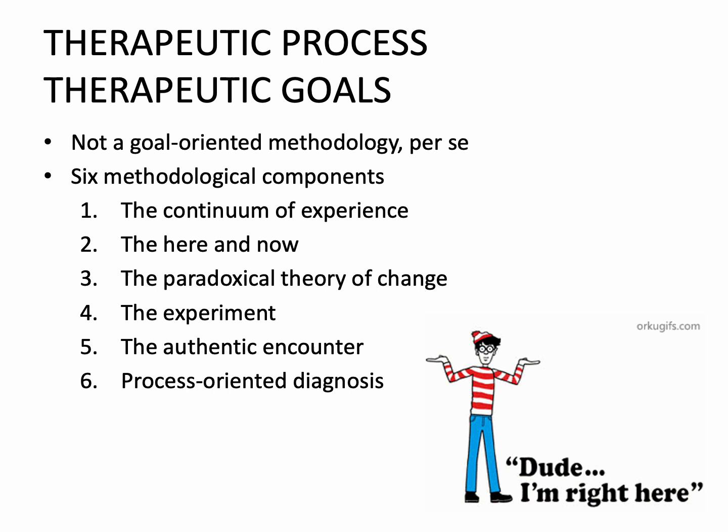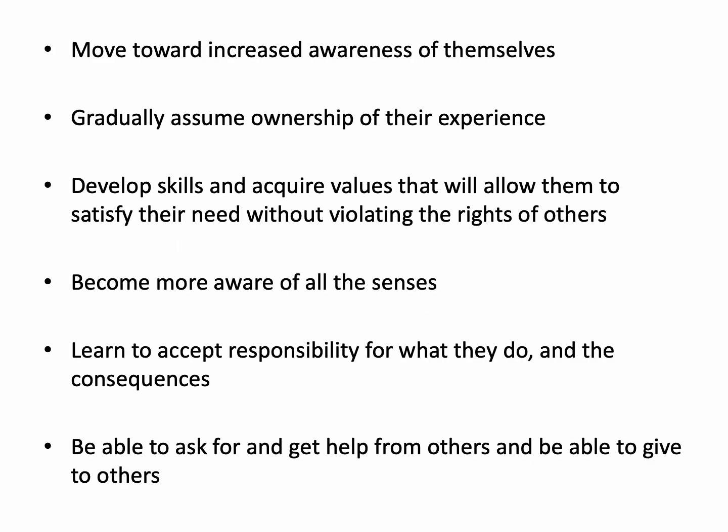3 is a paradoxical theory of change, which we talked about earlier, is to be yourself, right? 4 is experiment. 5 is the authentic encounter. And 6 is a process-oriented diagnosis. So we want to move towards increased awareness of you, okay?